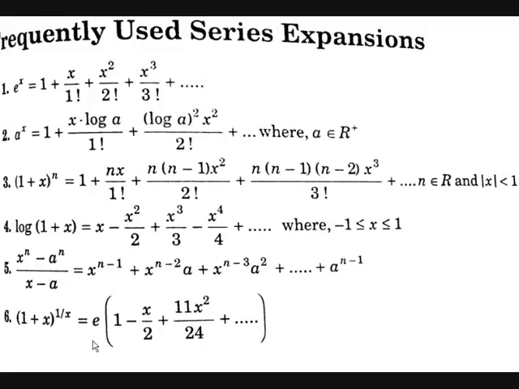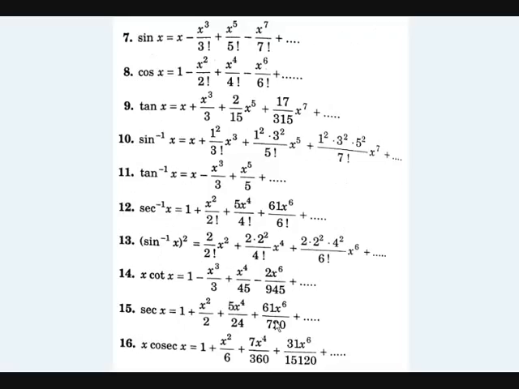The sixth expansion is that 1 plus x whole power 1 by x is equal to e into 1 minus x by 2 plus 11x square by 24 and so on. Now let's take our next expansion.